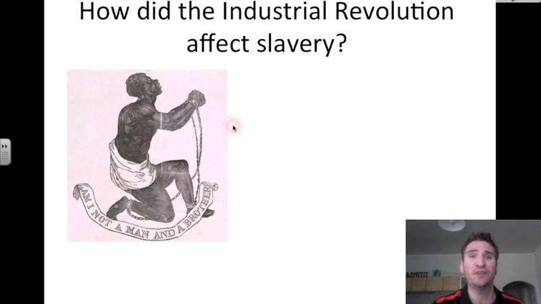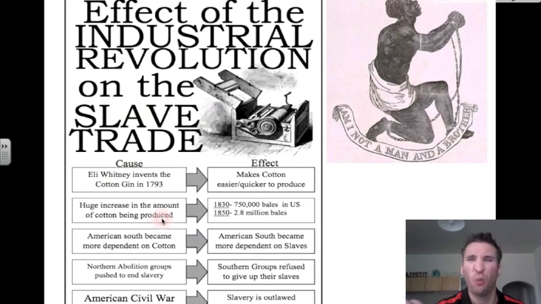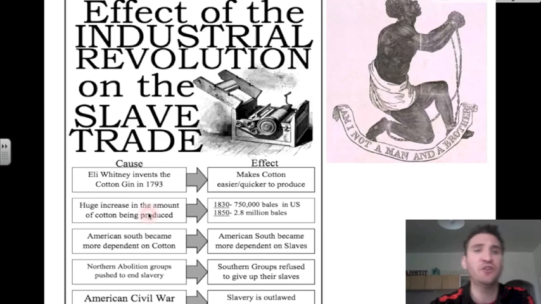Why did the Industrial Revolution affect slavery? How was slavery affected by this period of history? Let's walk through how slavery ends as a result of the Industrial Revolution. So we think back to our previous lesson. Eli Whitney invents the cotton gin in 1793. The effect is that cotton is easier and quicker to produce, and there's a huge increase in the amount of cotton being produced, and the US sees the effects of that.